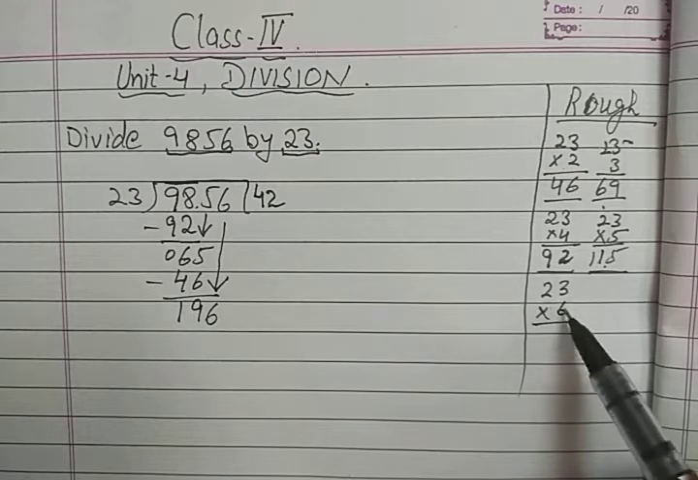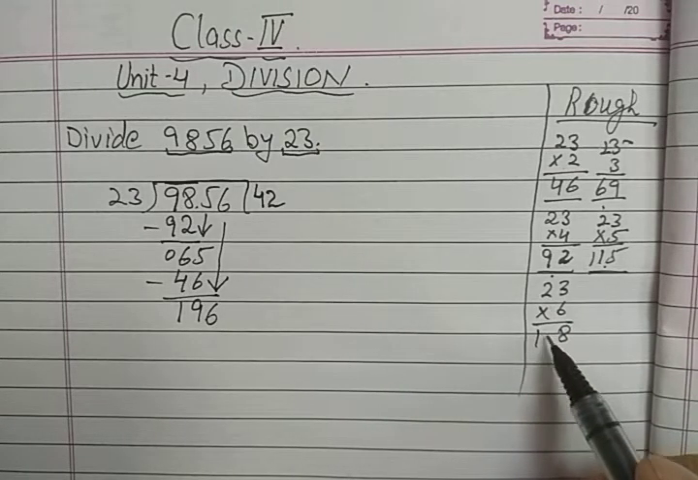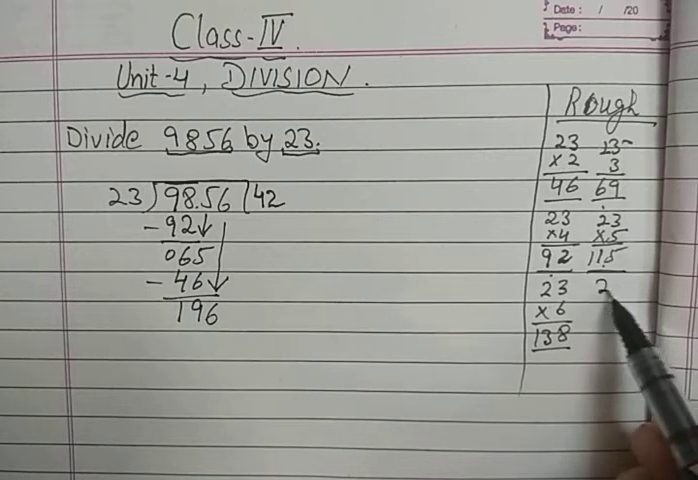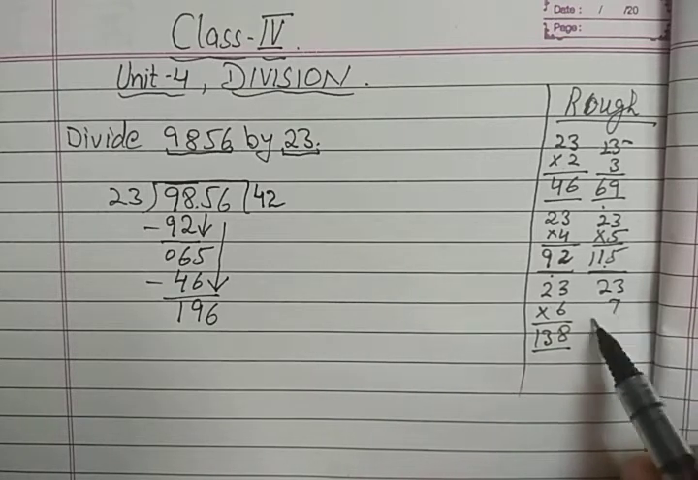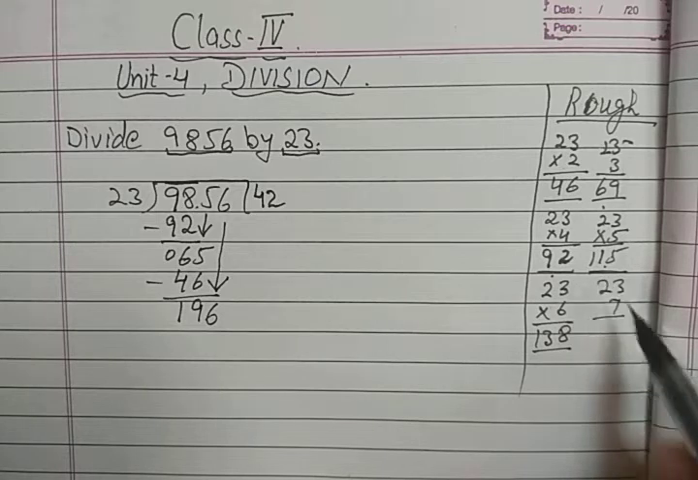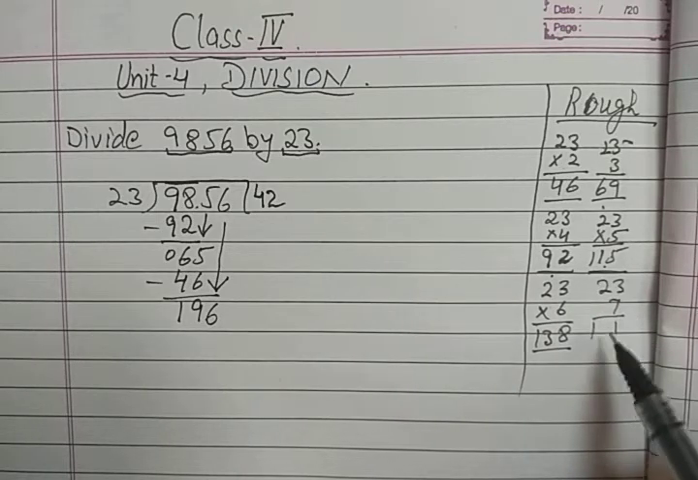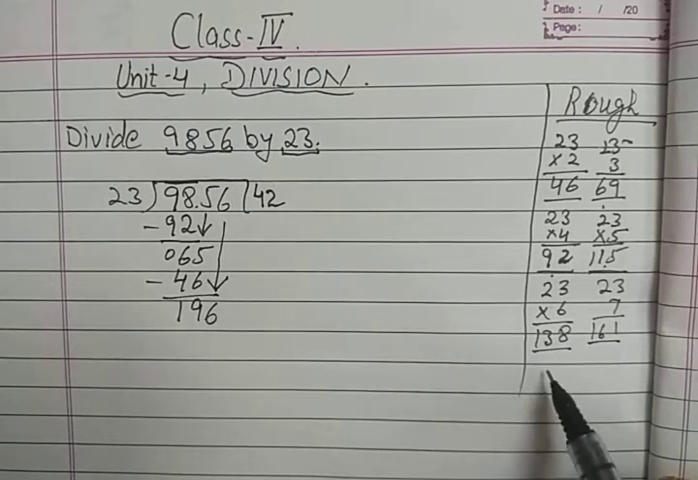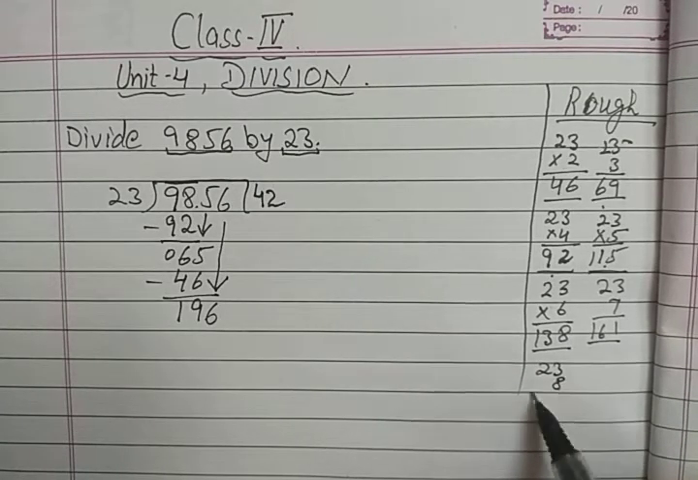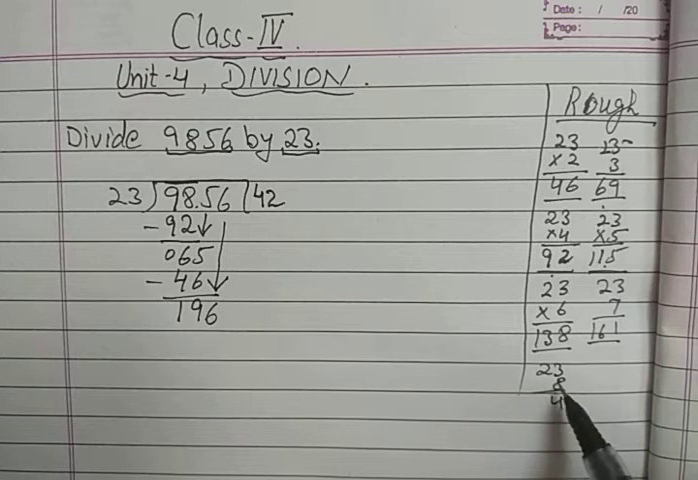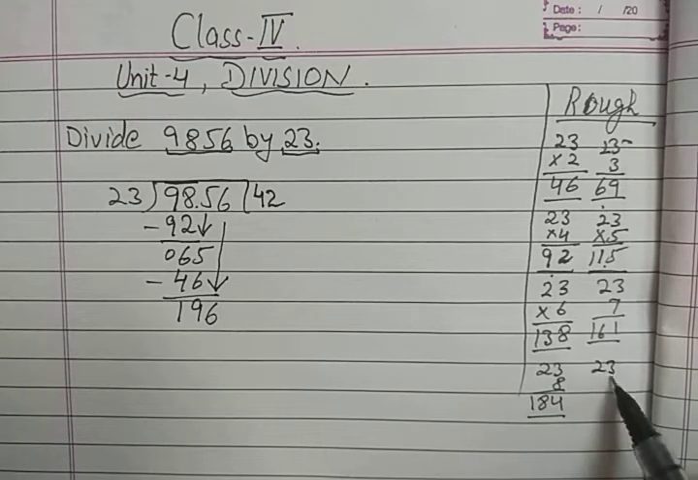23 sixes: 6 times 3 is 18. 6 twos are 12 plus 1 is 13, 138. Now 23 sevens: 7 times 3 is 21. 2 sevens are 14, 15, 16, 161. Then 23 eights: 8 times 3 is 24. 8 twos are 16, 17, 18. Now 23 nines: 9 times 3 is 27, 9 twos are 18, 19, 20.